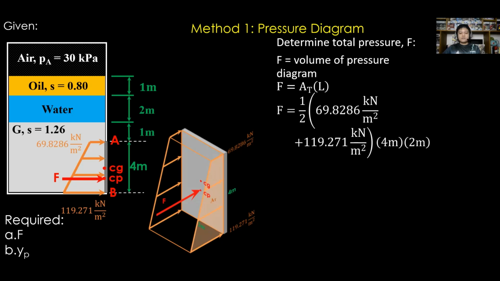Substitute values. F therefore is equal to the area of the trapezoid, that is 1/2 times base 1, that is 69.8286, plus base 2, 119.271, and multiply by the height of the trapezoid, that is 4 meters. And with this area of the trapezoid, multiply by the length or the width of the submerged surface, that is 2 meters. Thus, F is equal to 756.398 kilonewtons towards the surface.